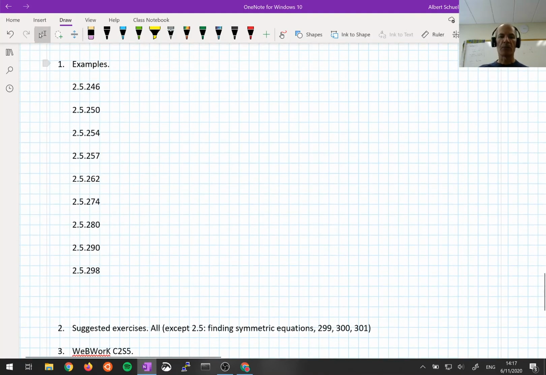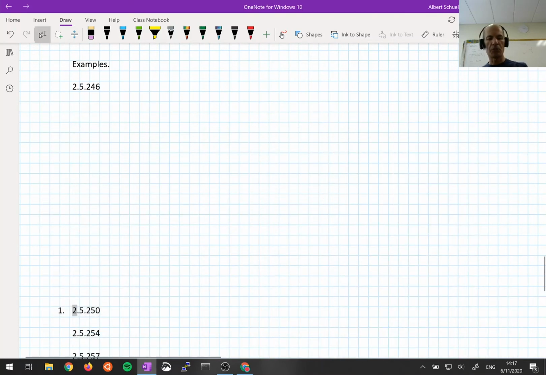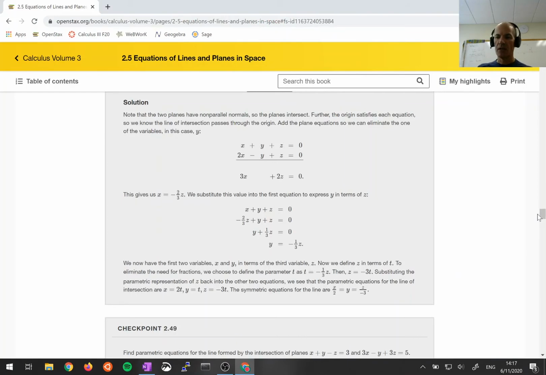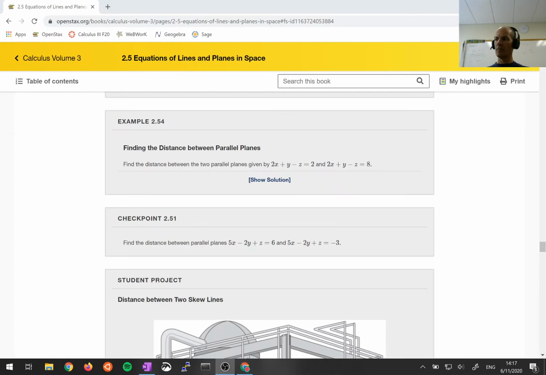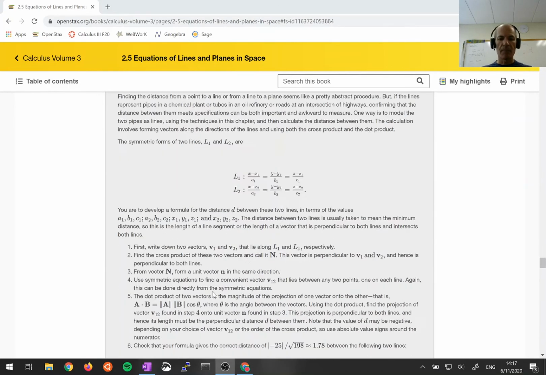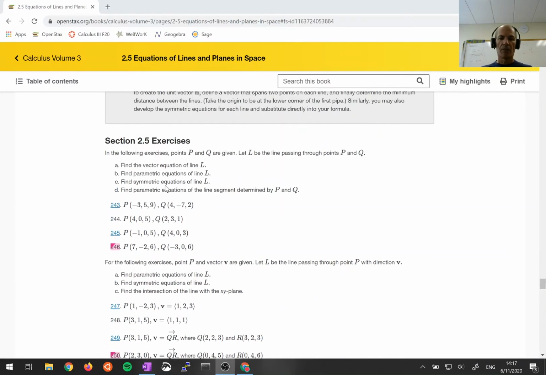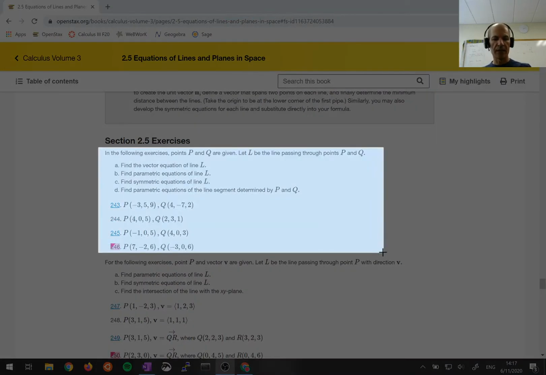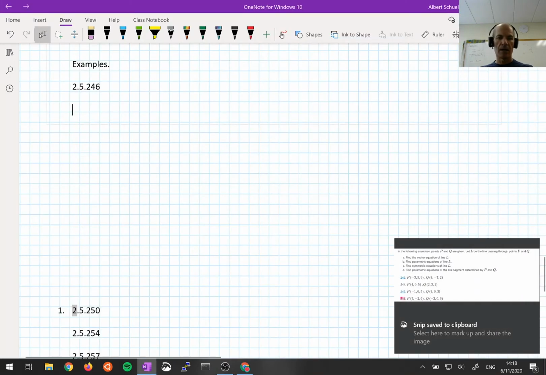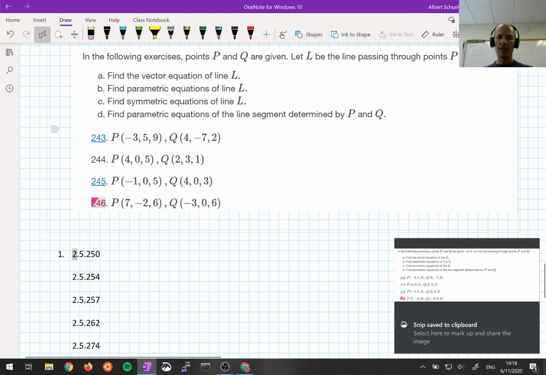All right, let's work through some of the examples at the end of the section. We'll start with problem 2.5.246. Let the browser catch up here a little bit. All right, so problem 246. You're asked to find the vector equation of the line, parametric equation of the line, symmetric equations of the line, and parametric equations of the line segment determined by P and Q. Let's grab a copy of that just so we have it all in front of us while we're working. All right, make this a little smaller.